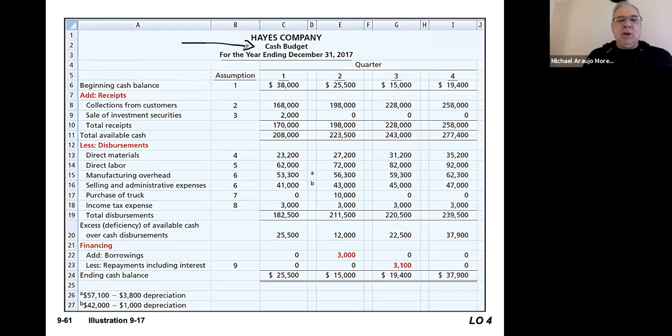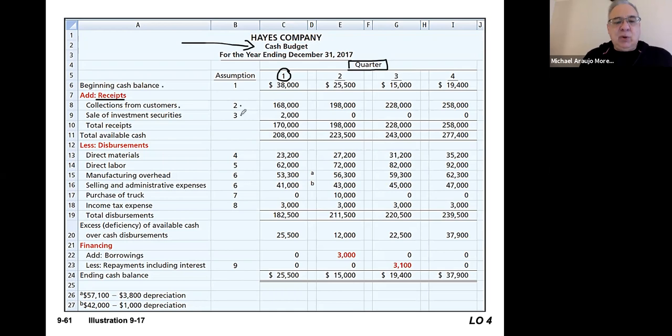Okay. So we are doing a few things. We are looking at this quarter to quarter. So let's just focus on quarter one right now. We were told that the beginning balance is 38,000. So this 38,000 came from the beginning balance we were given in the problem. Okay. We are going to be adding in the cash receipts. So the cash receipts would be the $168,000 that we expect to collect from customers. Remember, we did that collection budget. So that's cash coming in.